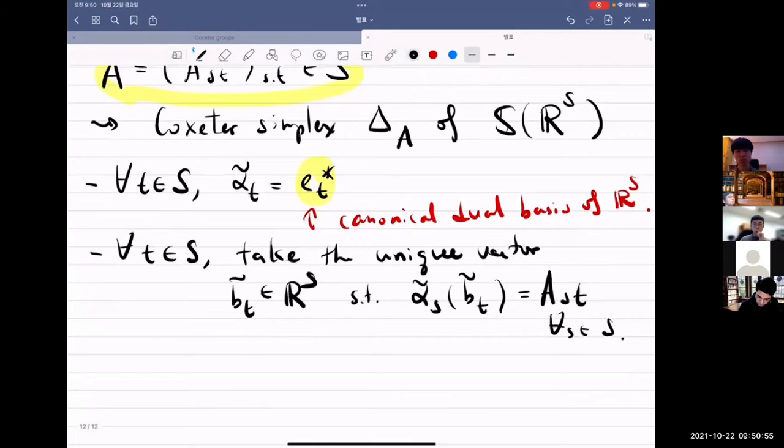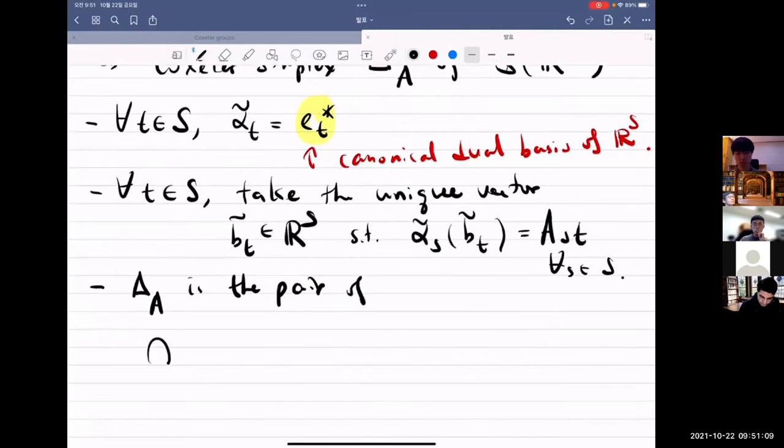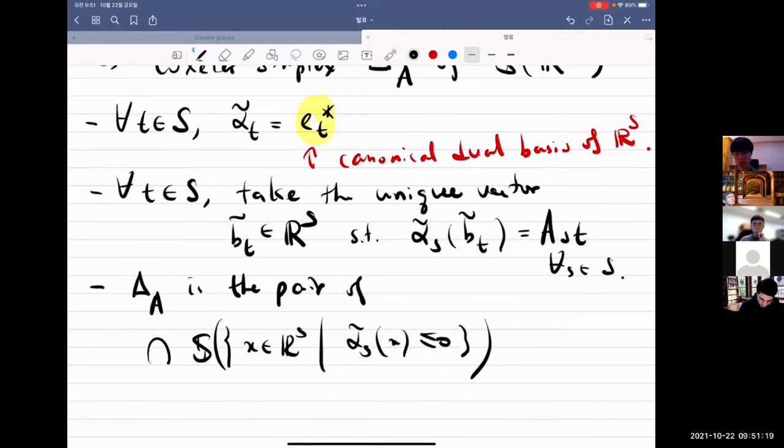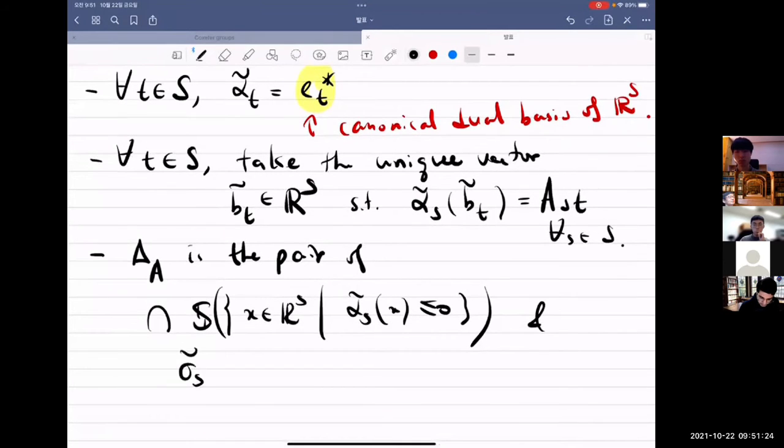But then this Coxeter simplex Delta A is a pair of the intersection of R^S and alpha S tilde X less than or equal to 0, and the obvious reflections identity minus alpha S tilde tensor BS.